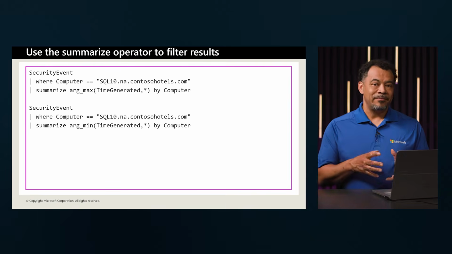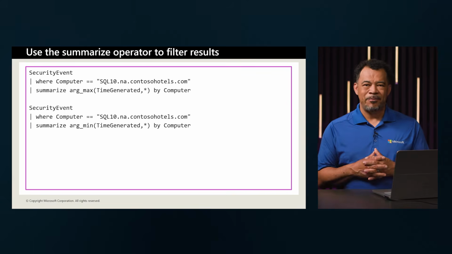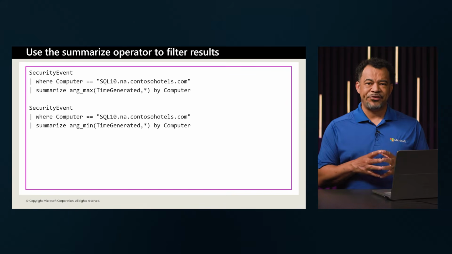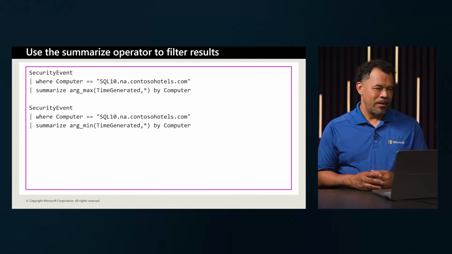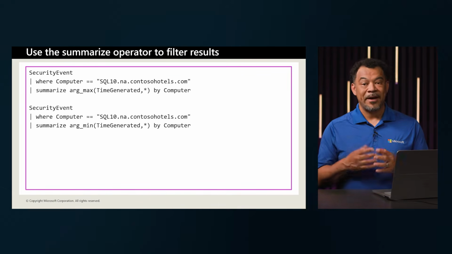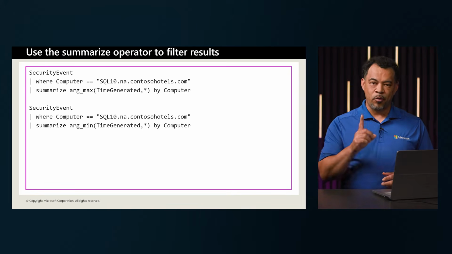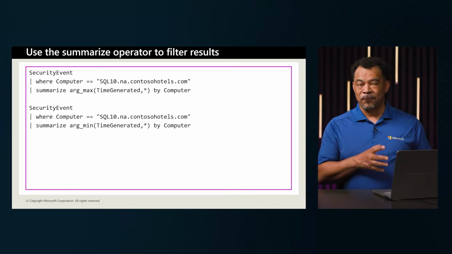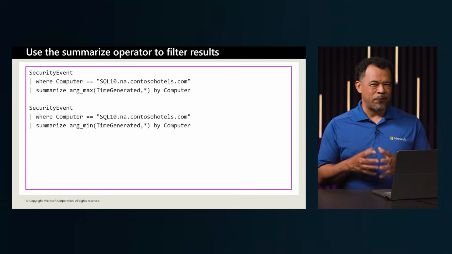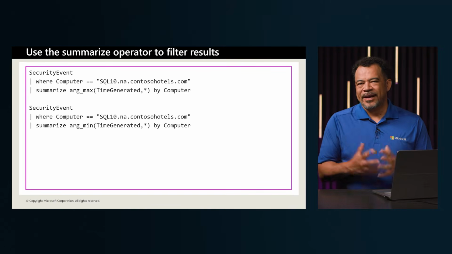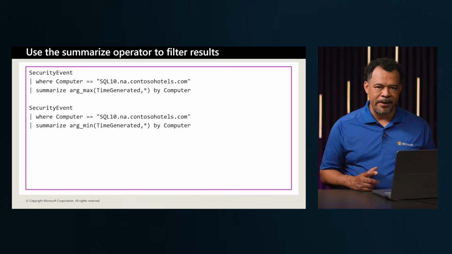The argmax and argmin functions are super useful when you want to grab the full row of data associated with maybe the first occurrence or the last occurrence for something. Both queries group the results by computer, which means if you had multiple computers, you'd get one row per computer showing either the first or the last event. This is a great technique for tracking changes over time, like identifying when a system first or last reported a specific type of event.